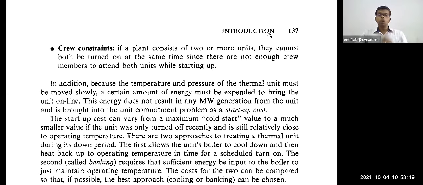So what are crew constraints? Crew constraints are nothing but: if a plant consists of 2 or more units, they cannot be turned on at the same time, since there are not enough crew members to attend both units while starting. Say for example, 300 members are going for a shift to run the 2000 megawatt or 4000 megawatt. So for operating the whole plant, a minimum of 300 members.